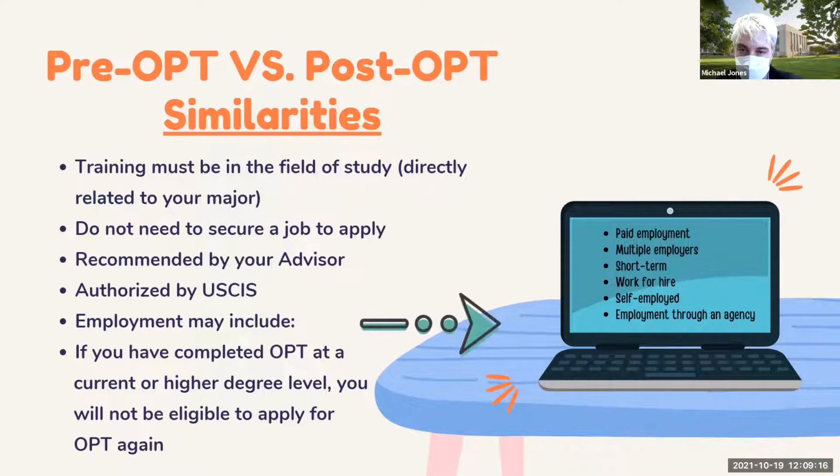And then employment may also include paid employment, multiple employers, short-term work, work for hire, self-employment, or employment through an agency. And if you've completed OPT at a current or higher degree level, you will not be able to apply for OPT again. So those are the things that overlap between pre-OPT and post-OPT.